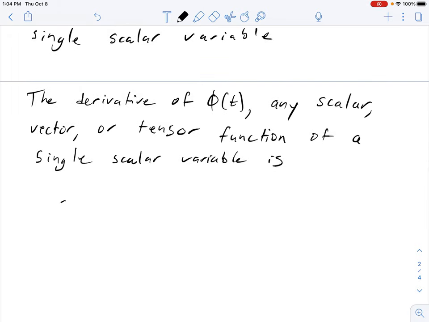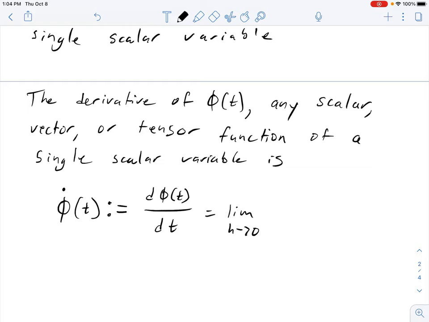So we'll denote that with a dot. Phi dot of t is defined as d phi of t dt, which is equal to the limit as h goes to 0 of phi of t plus h minus phi of t, over h. And here we can just divide by h instead of the absolute value of h, and we don't need to have the Fréchet sense because we're talking about just a real variable.